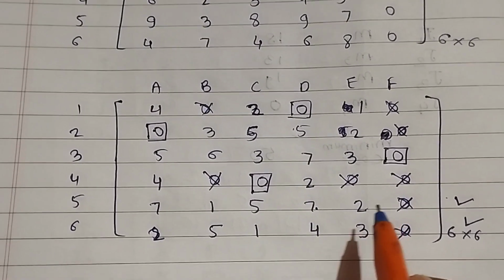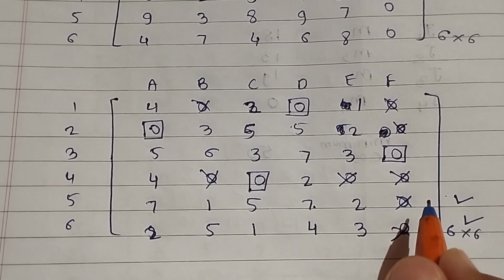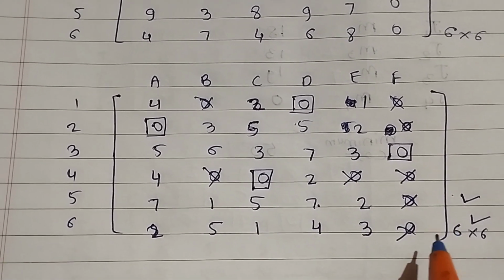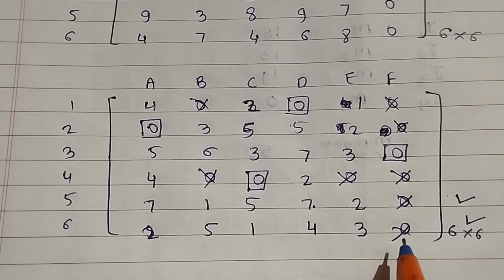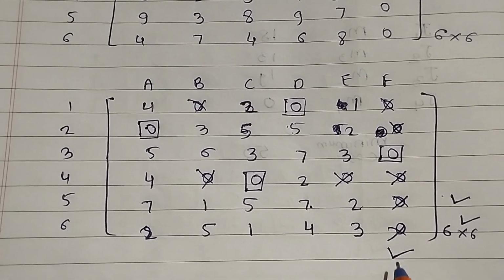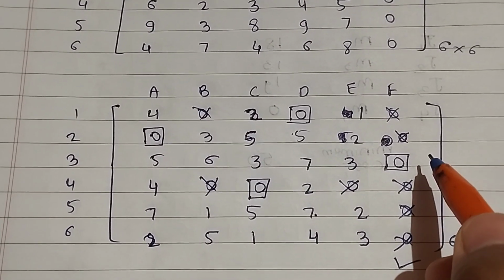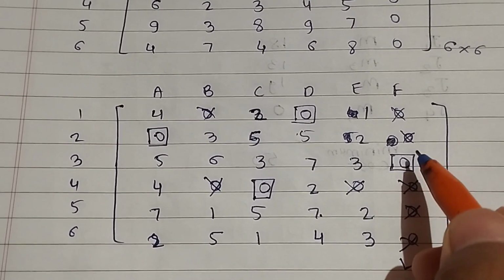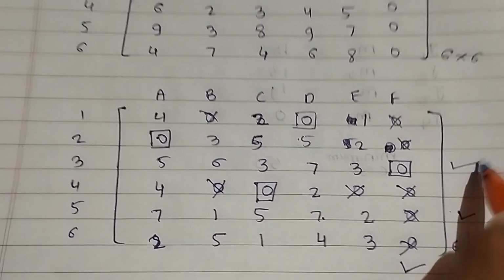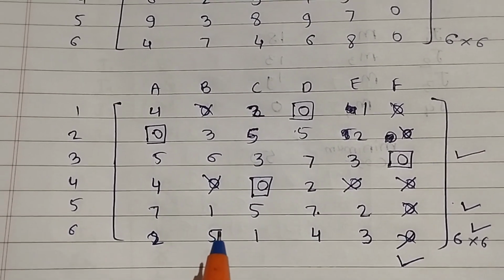Then check whether any crossed 0 is present in those respective rows. In the fifth row the crossed 0 is present at the F column, and for the sixth row also the crossed 0 is present at the F column. So now the F column gets ticked. Now check whether any assigned 0 is present in that respective column. Yes, at the third row the assignment 0 is present, so tick that row.